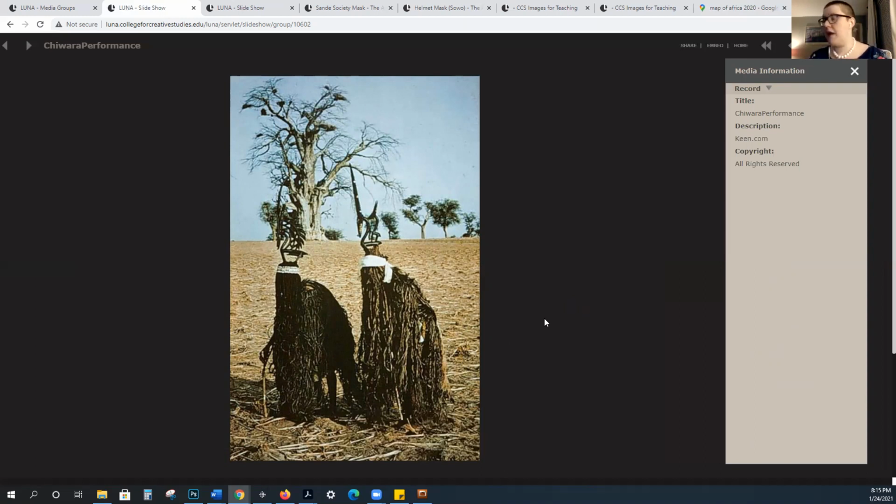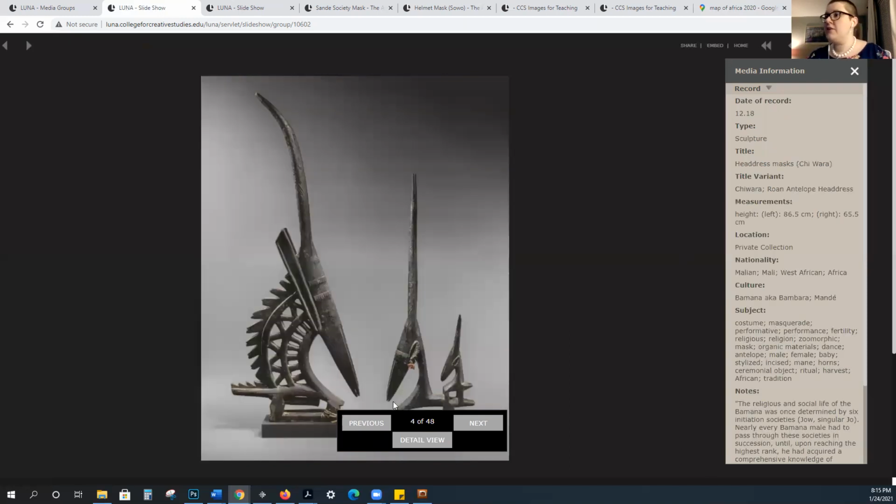And this is not a great picture, but this is an image of a contemporary performance of the Chawara. And I like it because it shows you how these objects are seen. So if you've ever seen a Chawara, it probably looks like this. This is how they are presented in a museum. And as you can see, they're formally very beautiful. They're highly abstracted. These are depictions of the roan antelope. But again, like the Sowe mask, this is not how these objects would be seen.